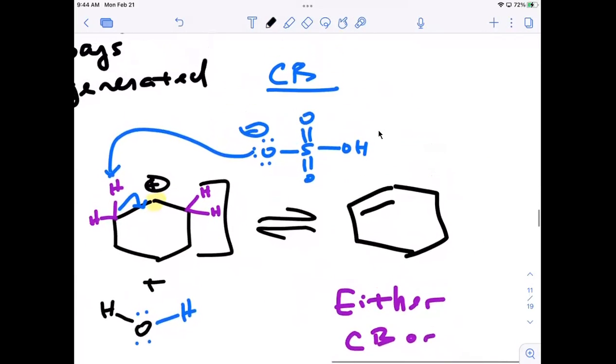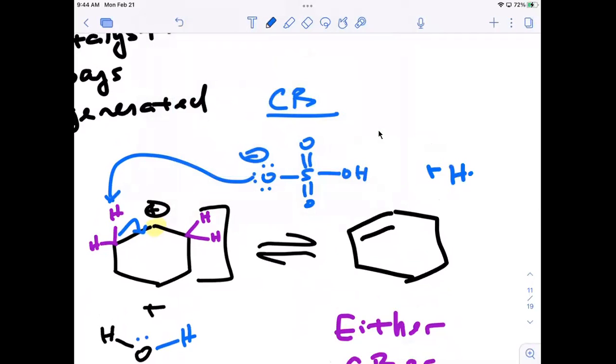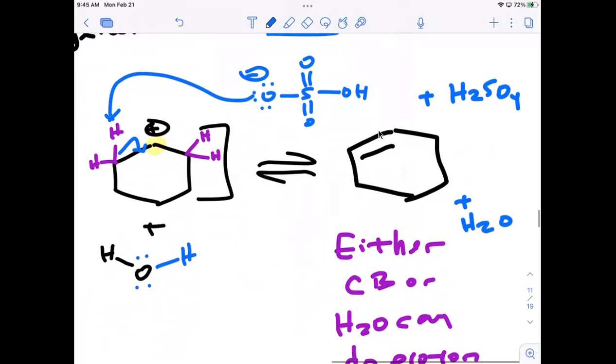I'm just going to write it out. When you're done, plus H2SO4, get that back, plus water. Water ended up as my leaving group. So it's there.